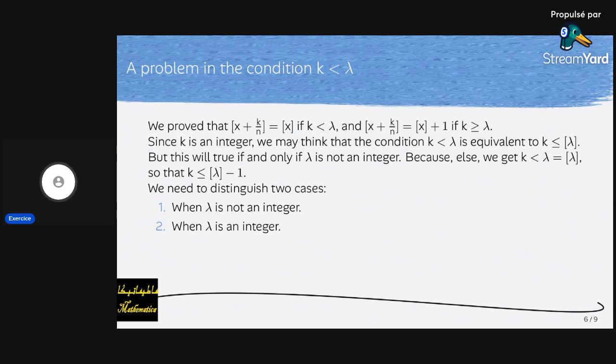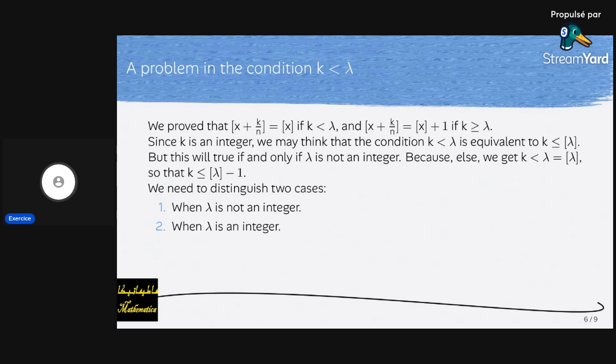Here we have a problem with the condition k is less than lambda. So we proved that lambda is the integer at which the situation changes. But here we have some problem because, since k is an integer, we might think that the condition k is less than lambda is equivalent to k is less than or equal to the integer part of lambda.